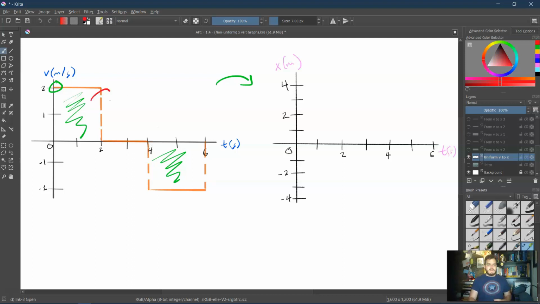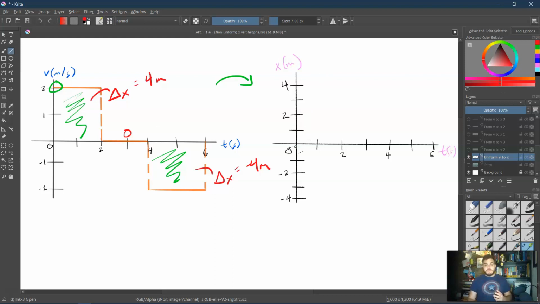So for instance, this displacement here would be 2 times 2, or 4 meters. No displacement here, so nothing there. And this one would be negative 2 times 2, or minus 4 meters. So now, let's translate that into the position versus time graph. And let's go ahead and suppose that this has an initial position of 0. We would have to be told that explicitly, but let's just say that's the case.